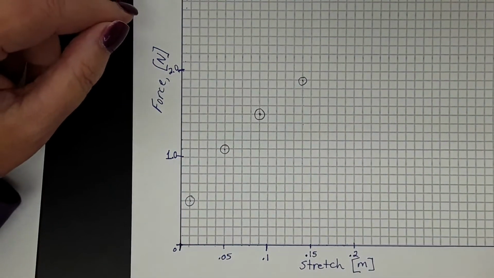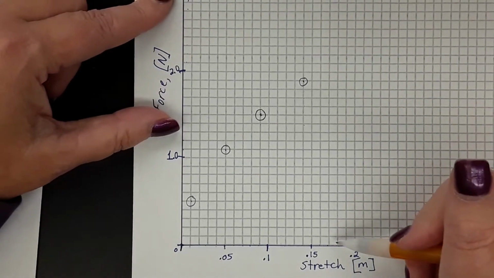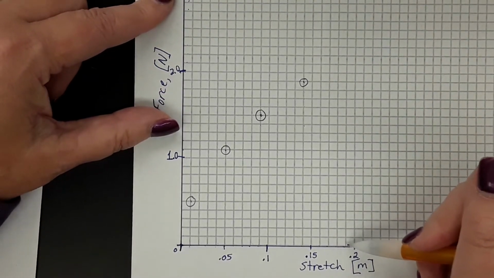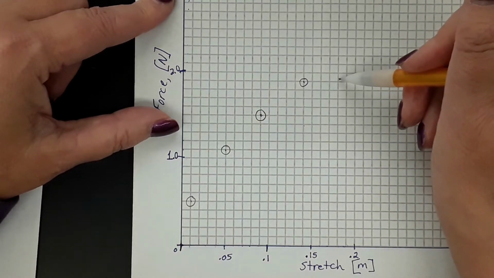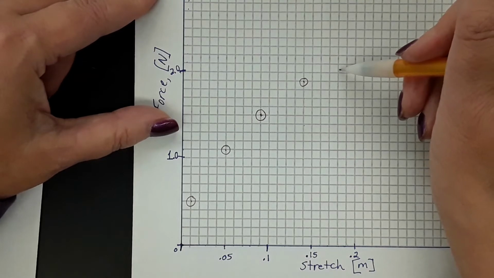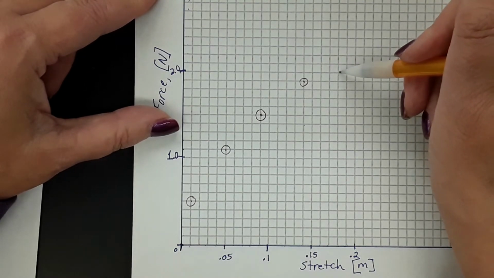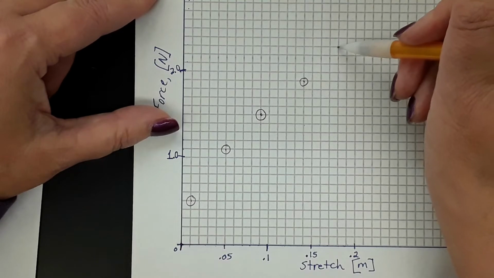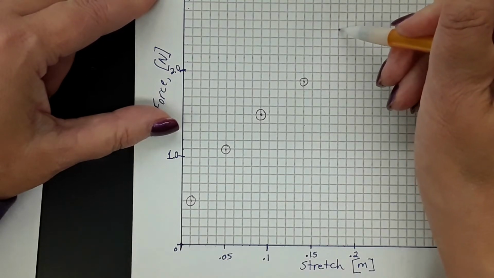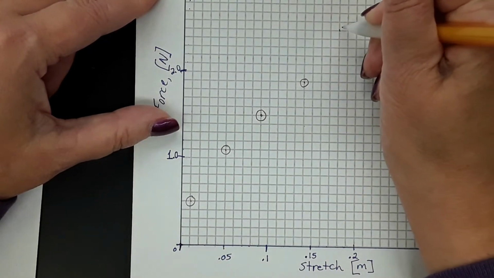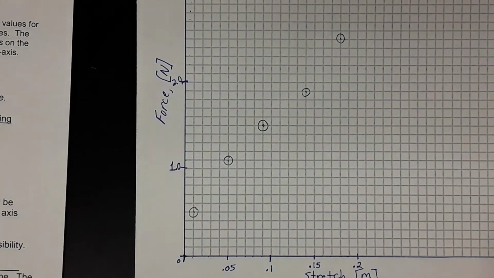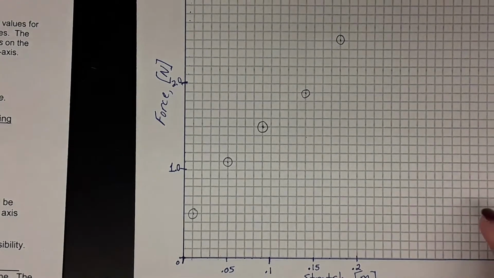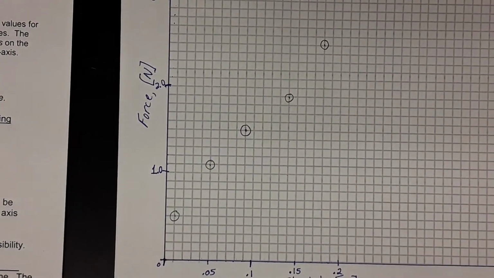And the last one, 0.18 and 2.5. So 0.18 would be, here, this is 0.19, 0.18, and we're going to follow it up to 2.5. Here's the 2. So 1, 2, 3, 4, 5. Okay, right there. We make a tiny little pencil dot, and we circle it. All right, so there's our data points. That looks pretty good. Now, what relationship would you say this is? I would say it's linear.